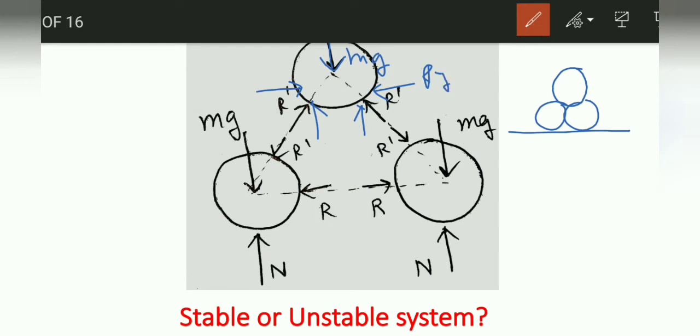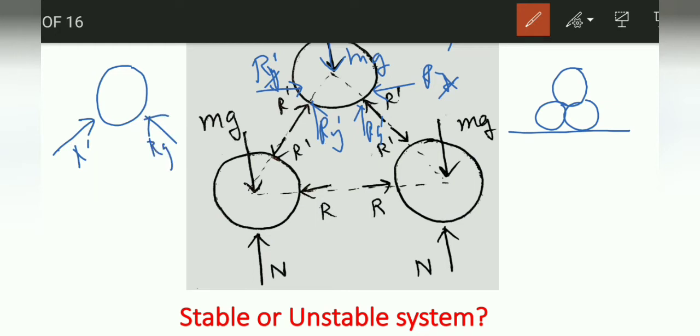This R dash x and R dash y will cancel each other. There is no doubt about that. These are symmetrical. R dash x and R dash x will cancel each other. This R dash y and R dash y, and from top to bottom there is mg. This 2 R dash y will be equal to mg. See, this first ball, this is R dash. This is also R dash.